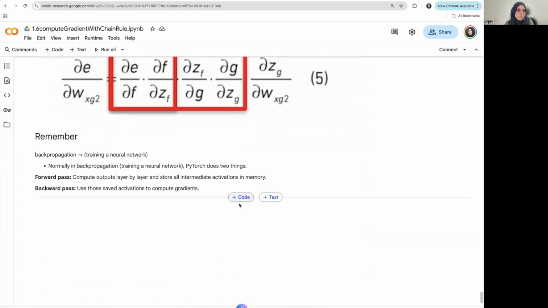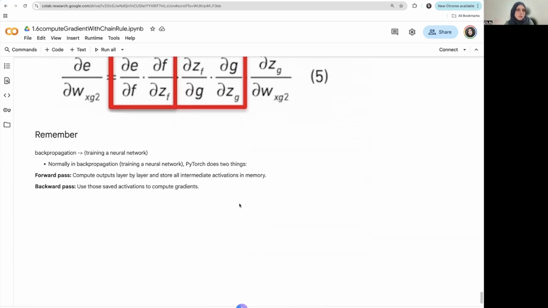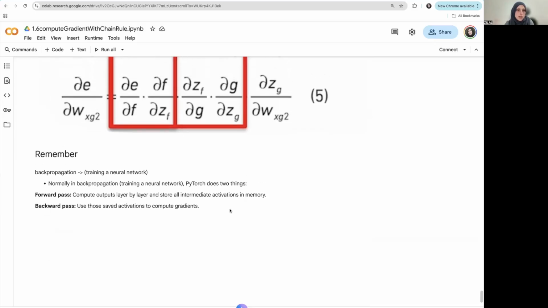So all in all, backpropagation means we are training a neural network. Normally, in backpropagation, training a neural network, PyTorch does 2 things. Forward pass: compute outputs layer by layer and store all the intermediate activations in memory. Backward pass: use those saved activations to compute gradients. And I will talk about the backward pass in the next video.